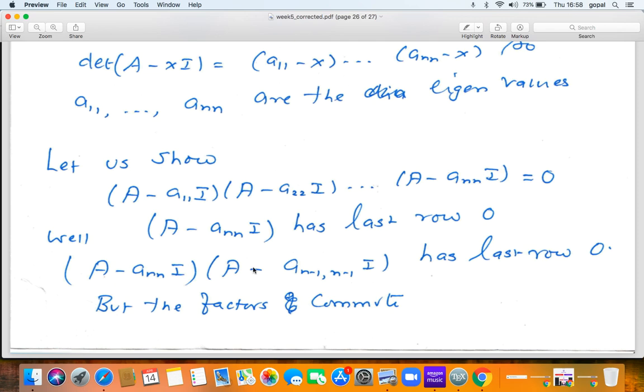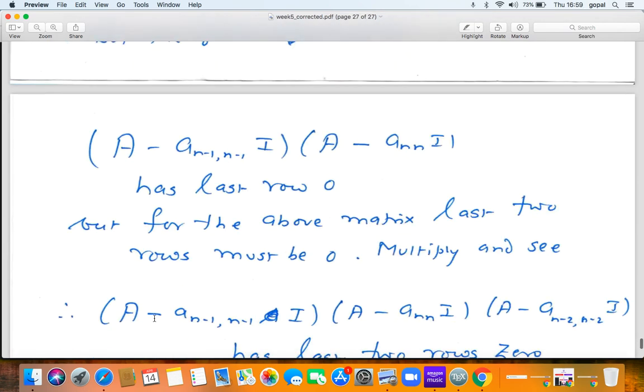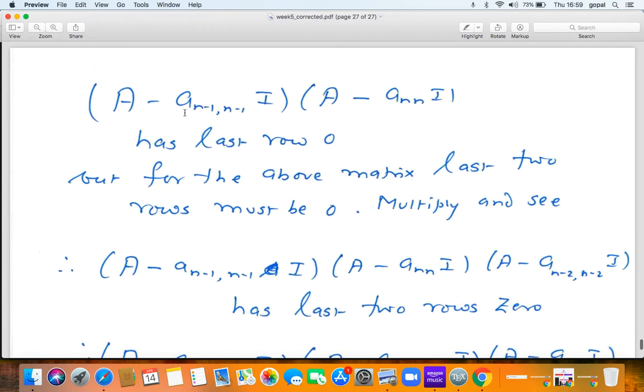But the factors commute. These two factors will commute. You can check. So that means that the last row of (A - a_{n-1,n-1} I)(A - a_nn I) is 0. This matrix has last row 0. But for the last displayed matrix, the last two rows must be 0. You can multiply and check.